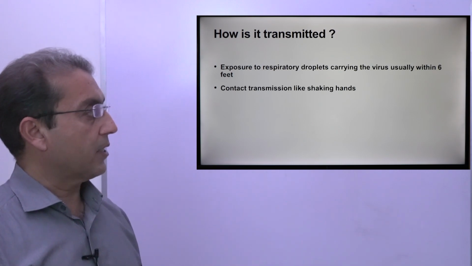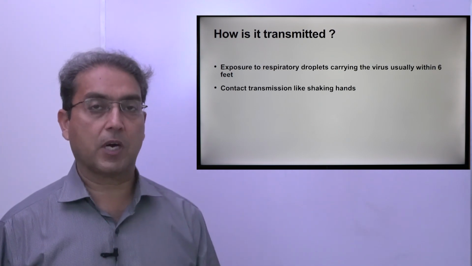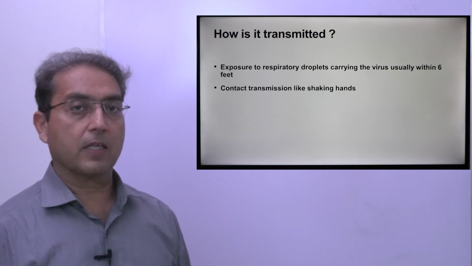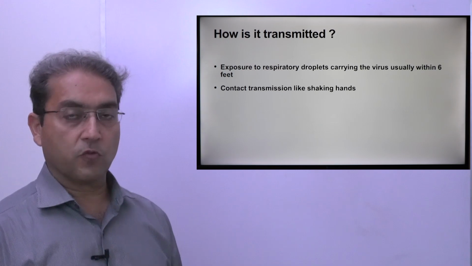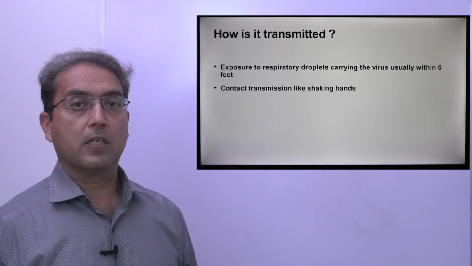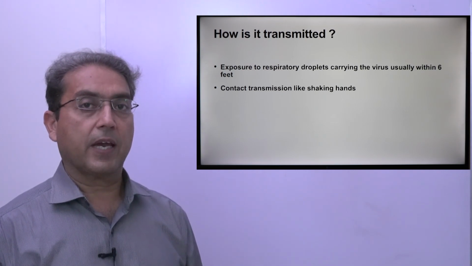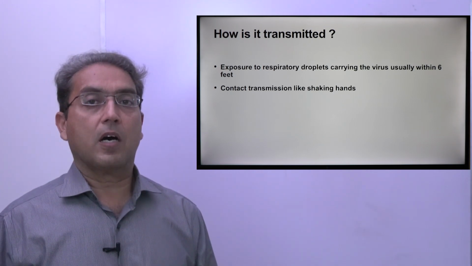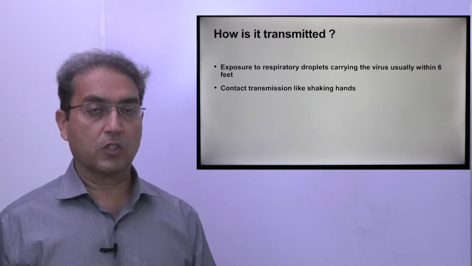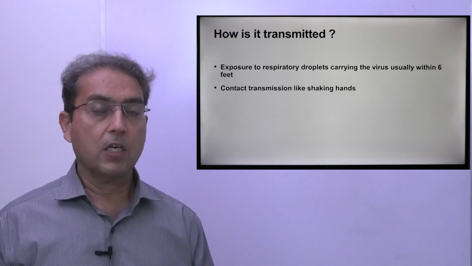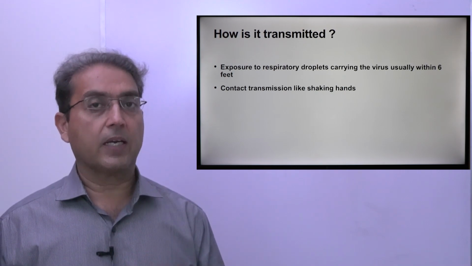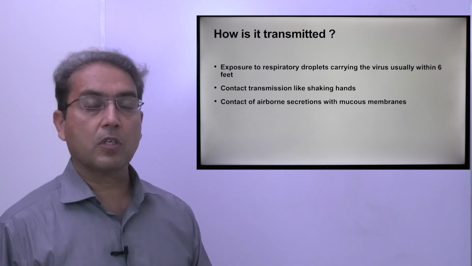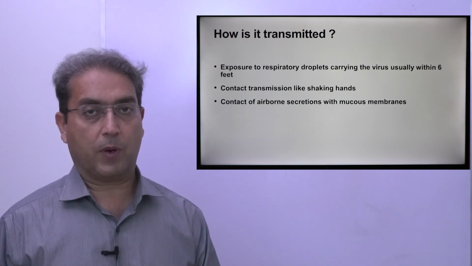The second is contact transmission, like shaking hands. For example, if an individual carries the virus on the hands and another individual shakes hands with that affected individual and then touches the oral mucosa, the nasal mucosa, or the ocular mucosa, that is the conjunctiva, without washing the hands, the virus can be transmitted from the hands to the mucous membranes, and then it can cause illness. And the third transmission is airborne secretion coming in direct contact with the mucous membranes.